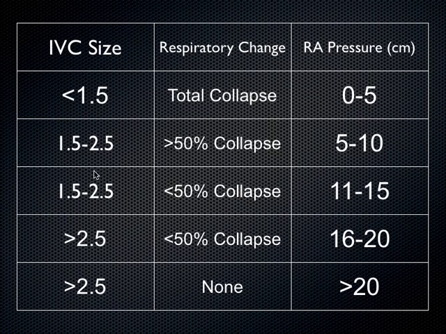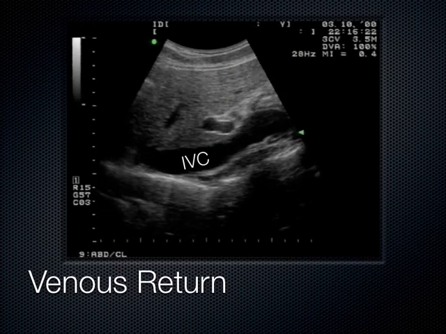And then you've got all these numbers here. When it's really big, like more than 2.5 centimeters, you can measure with calipers, and then the patient breathes in and it doesn't move at all, then their CVP is over 20. Just put that in the back of your mind. We're going to come back to this quite a bit. This is what it looks like.